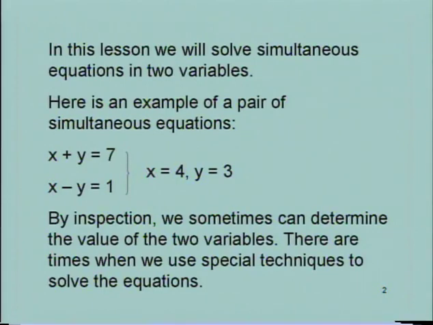So if we add 4 and 3, we get 7. If we take away 3 from 4, we get 1. So those two values will satisfy those two equations, and they are called solutions to the equations. By inspection, we sometimes can determine the value of the two variables. There are times when we use special techniques to solve the problems.